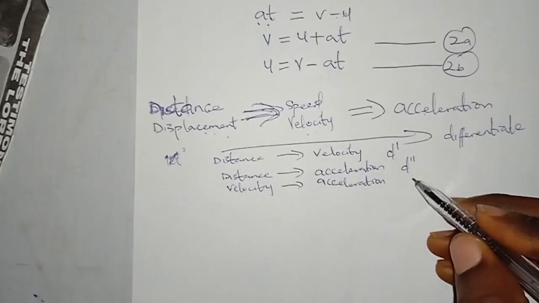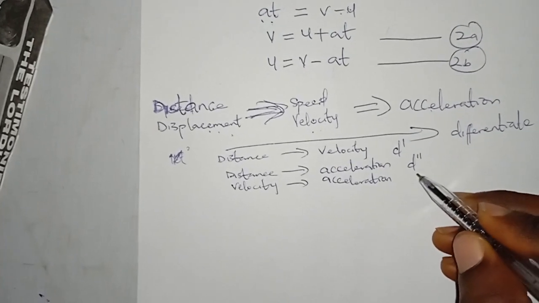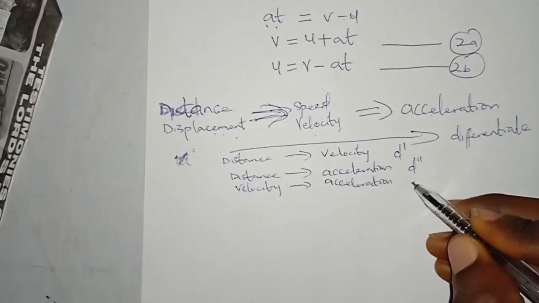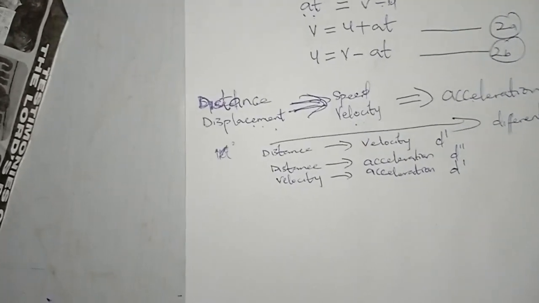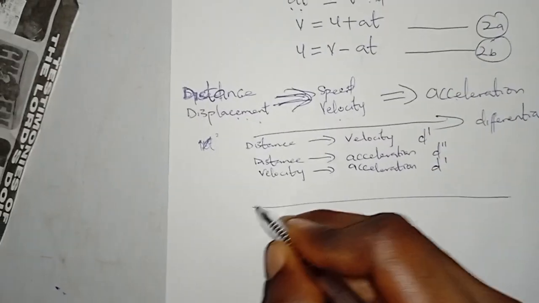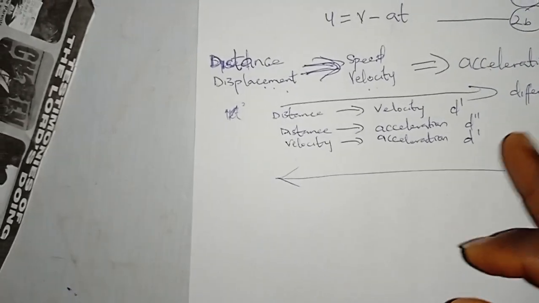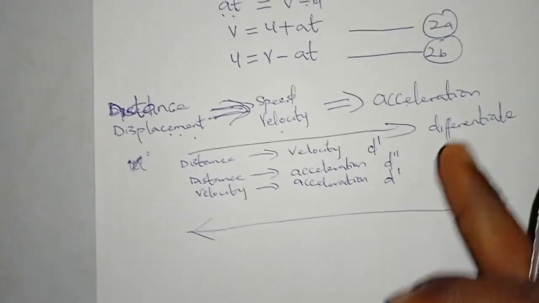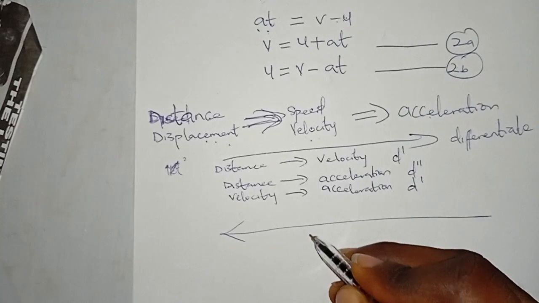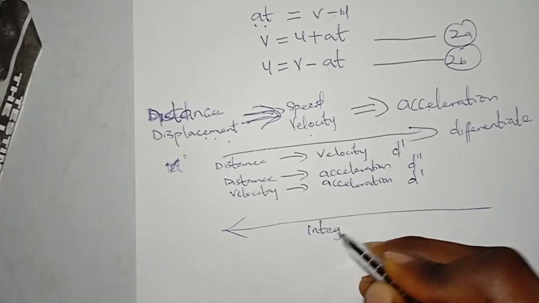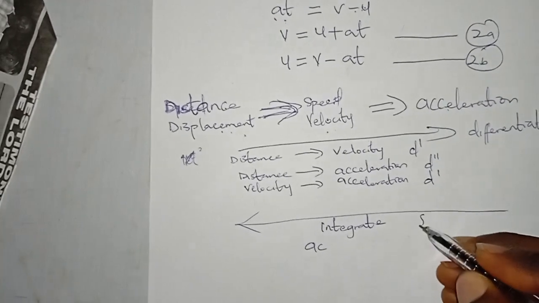For the fact that it's distance or velocity they're talking about, if they tell you to get acceleration, or they give you distance to find velocity, all you need to do is differentiate. So you do d1, you differentiate once. But if it goes the other way around, say you are now given acceleration and you are asked to use the equation or the question given for acceleration to find velocity or to find displacement, all you need to do is to integrate. Notice the arrow, integrate. So acceleration, you integrate.